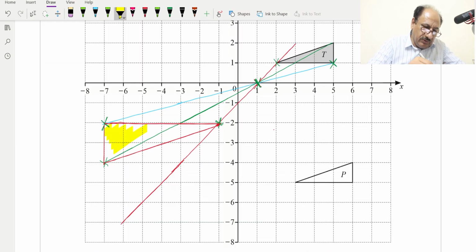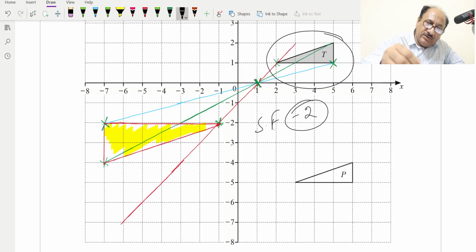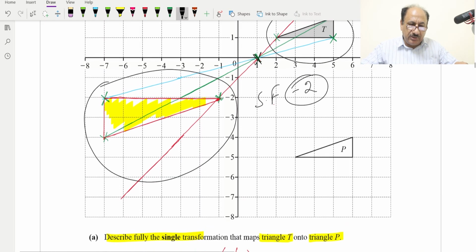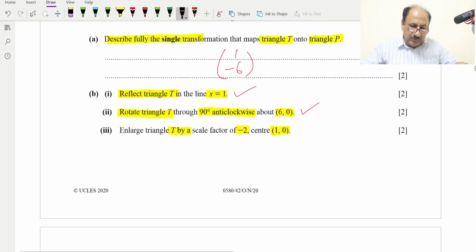So we got this. So if I fill this with color, this is our triangle with scale factor -2. One side of the center is this triangle, and on the other side of the center of enlargement is this. So that's why we are taking the minus sign. This is the center of enlargement. Hopefully you are understanding each and everything, and this is done.